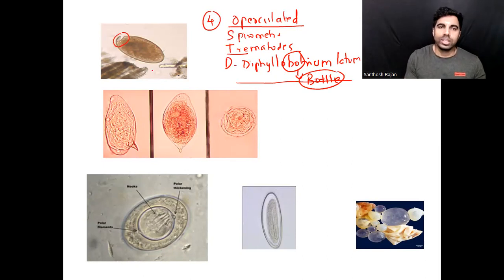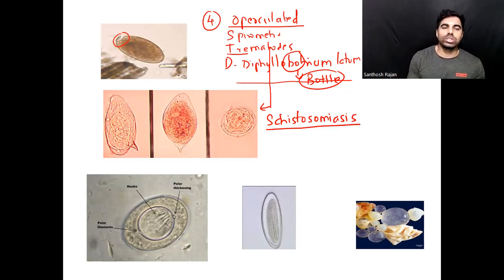Okay, now the fourth one. What is this one? Trematodes. I told you all the eggs are open, but there is an exception. What is the exception? Schistosomiasis. These are closed eggs. Schistosomiasis is the one where the egg comes closed, not open. Okay, so in schistosomiasis, we have this.